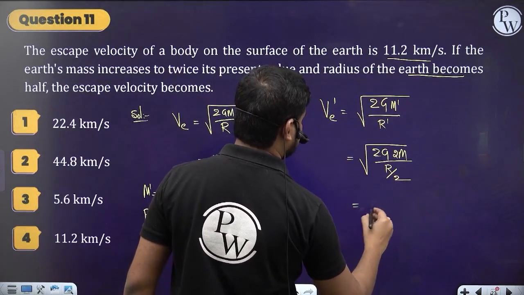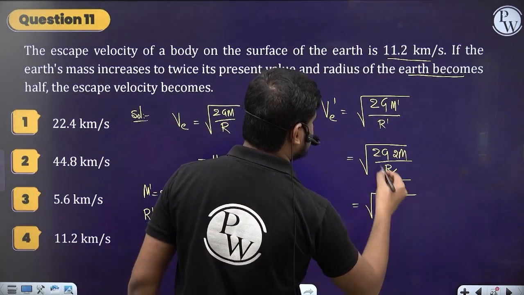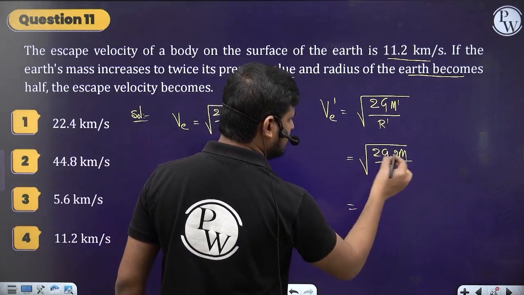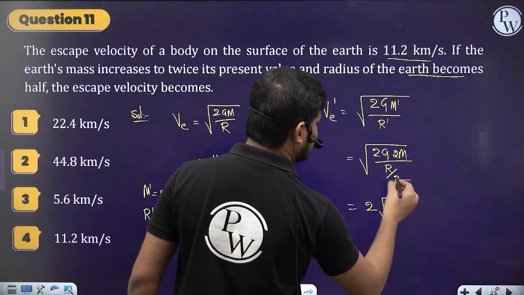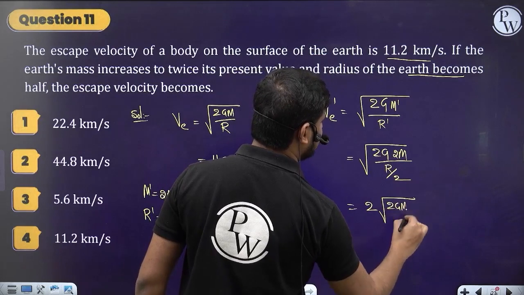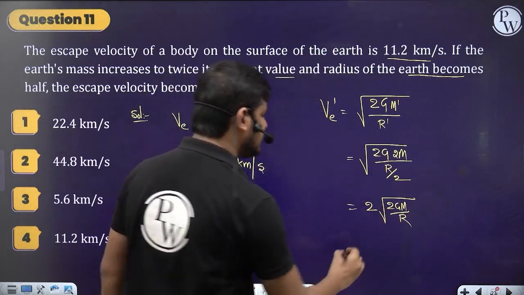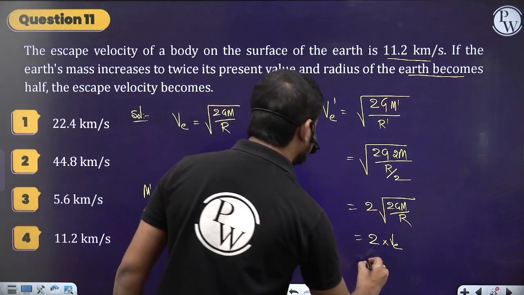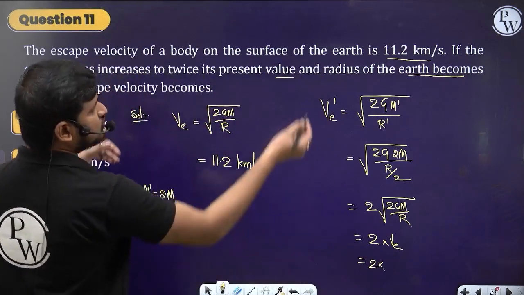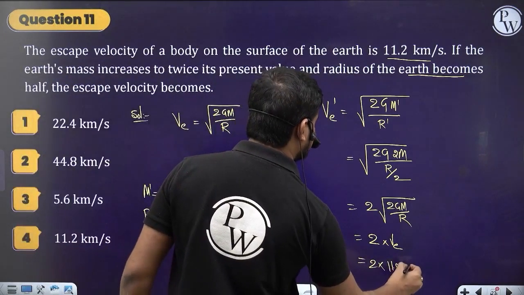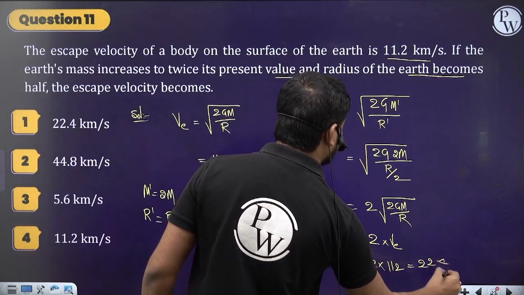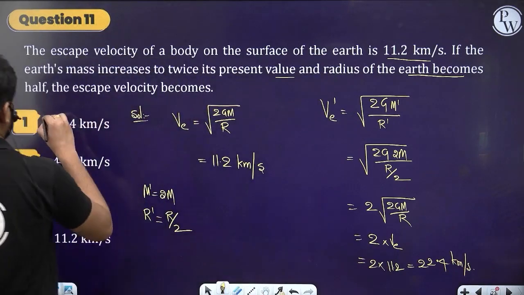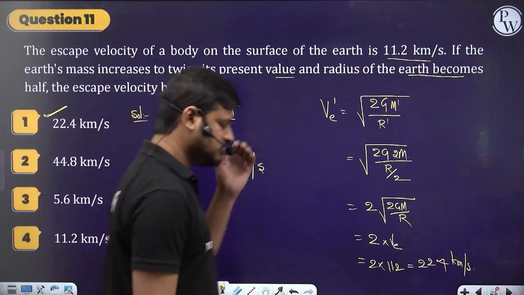So here I can write, in the numerator, 2 into 2 is 4. So 4 you can take out of the root, and this 2 will go up, root 2GM by R. So already we know this is the escape velocity of the earth, 2 into V_E. So how much is it? 2 into, and this value is already given in the question, 11.2 kilometers per second, which is nothing but 22.4. The new escape velocity will be 22.4 kilometers per second.